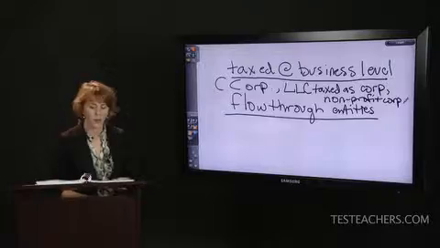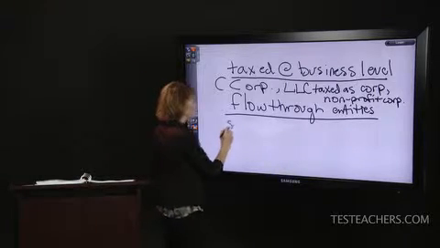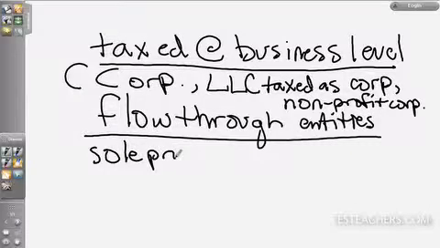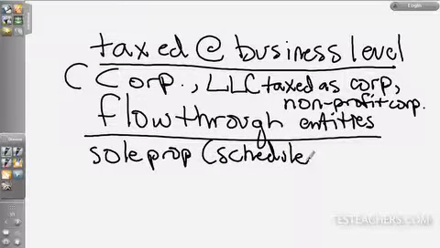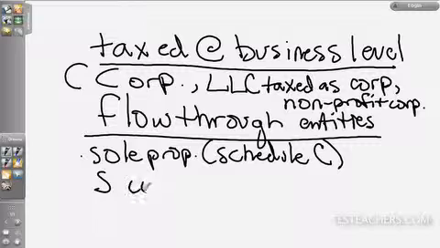Everything else is a flow-through tax entity where the taxes are payable at the shareholder level. So a sole proprietorship. This is what we call a Schedule C on your Form 1040. Sole proprietorships are taxed at the owner's level. Sole proprietorships can only have one owner. S corporations are also taxed at the shareholder level. So it's a flow-through tax entity.